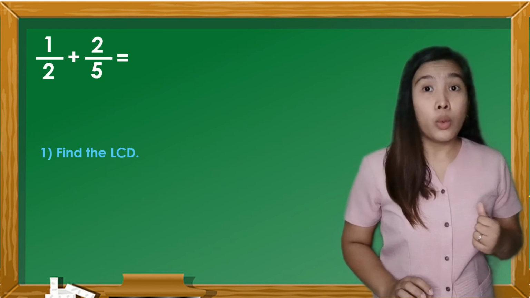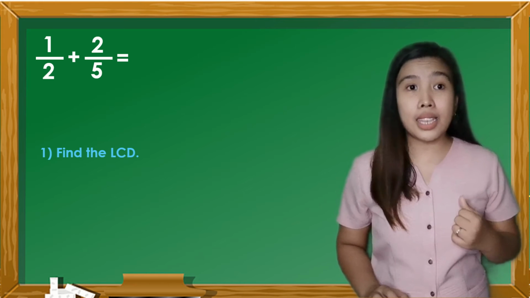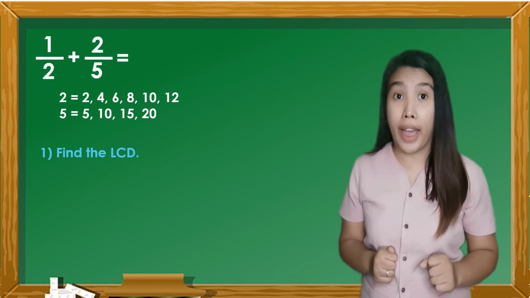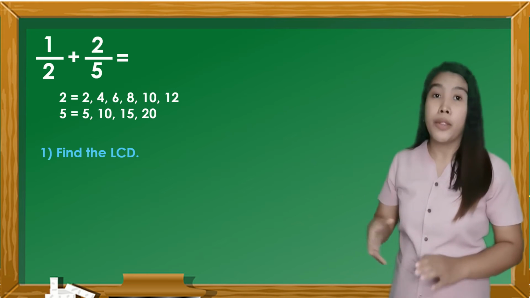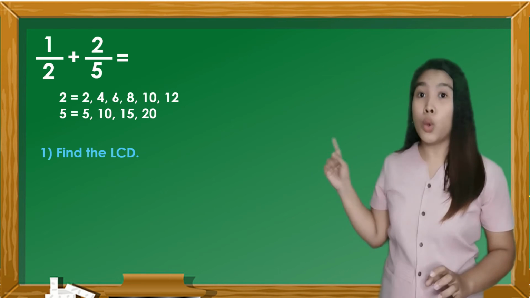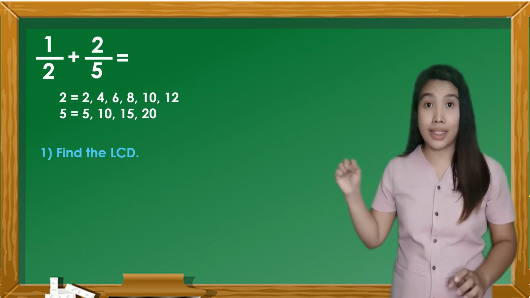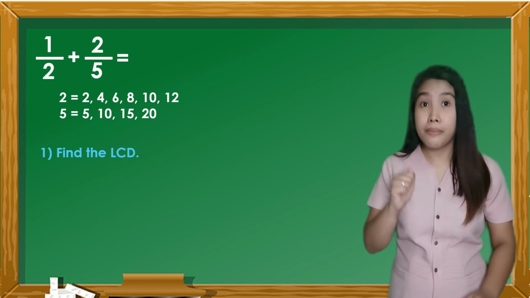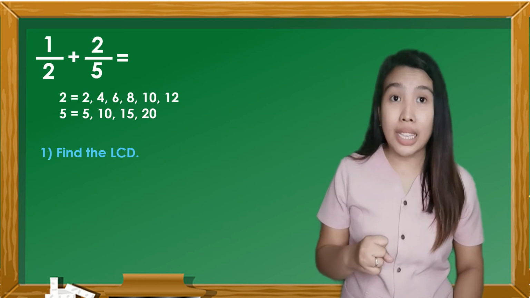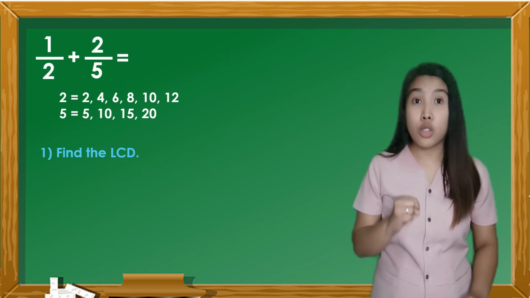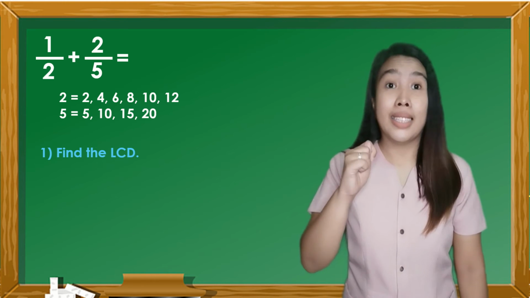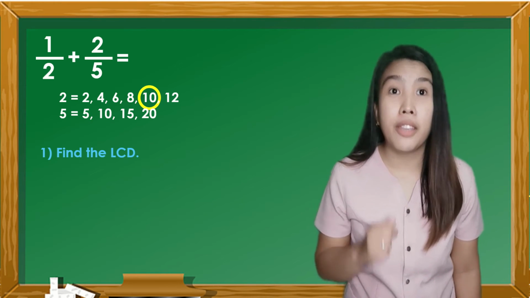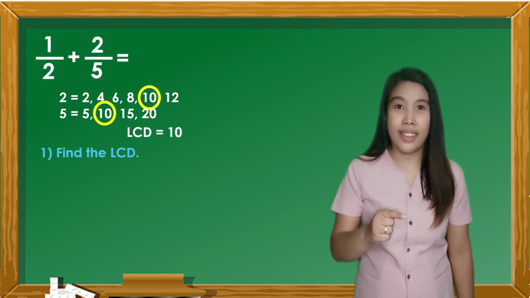So in this method, we are going to use the listing method. Let us write down some multiples of 2 and 5. First, we have 2: 2, 4, 6, 8, 10, 12, and so on. How about 5? 5, 10, 15, 20, 25, and so on. What is the smallest common multiple of 2 and 5? Very good. We have 10.